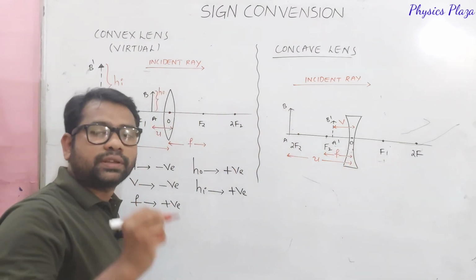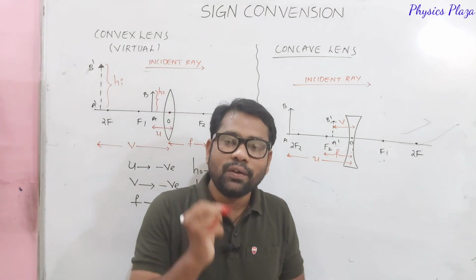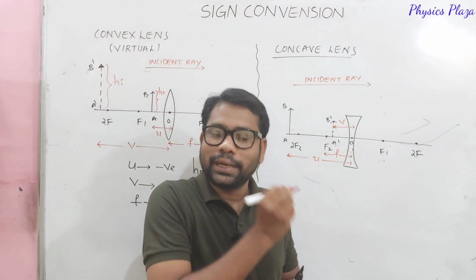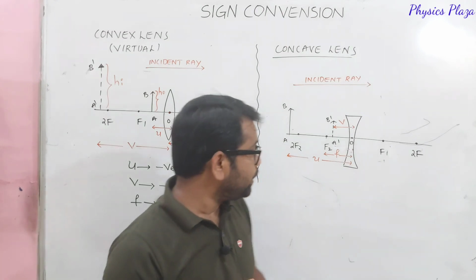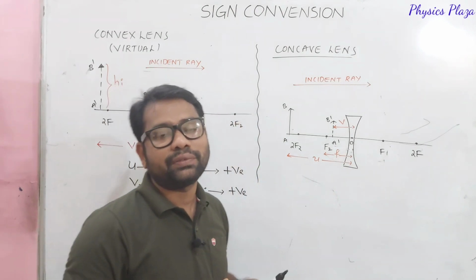Children, for a concave lens, the very, very important thing which we have to notice is that for a concave lens, the focus will be taken on the left side. F2 is considered the focus. So the focal length will be lying on the left side only. So don't forget, that's very, very important to us.